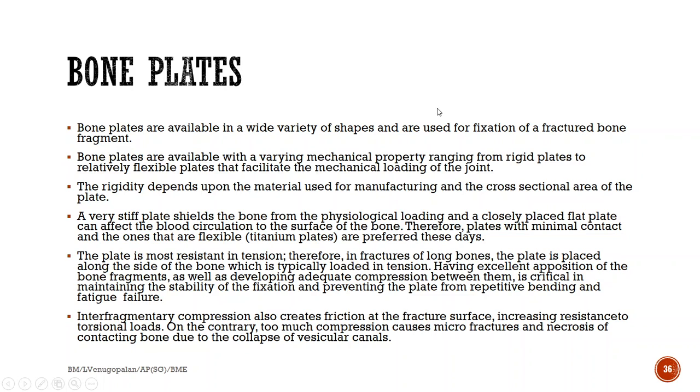The rigidity of the bone plate depends upon the material that is being used for manufacturing, as well as the cross sectional area of the plate. You can't have really thick plates because that would not be ideal for biomedical implantation. At the same time, you cannot have a really fragile, flimsy plate because that would result in the failure of the implant once the joint starts to load bear, right? So there has to be an ideal or optimal cross sectional area which would decide the rigidity of the plate.